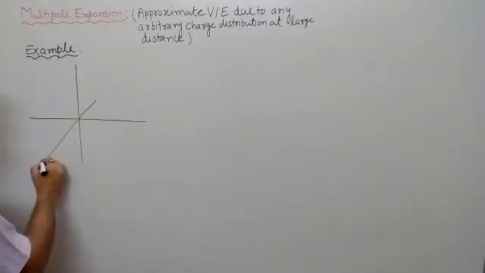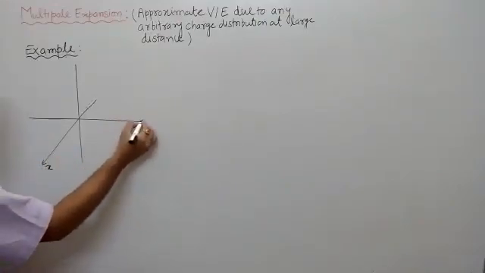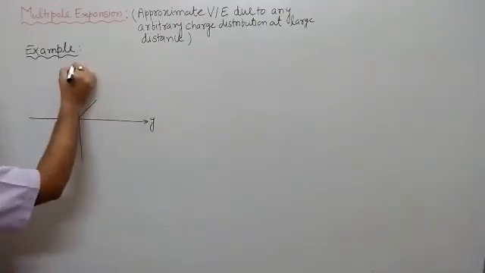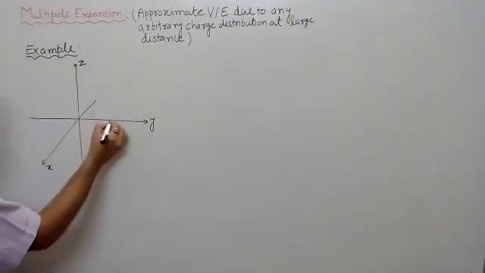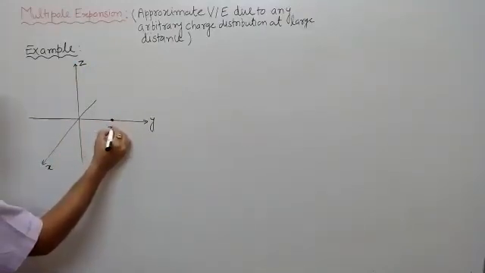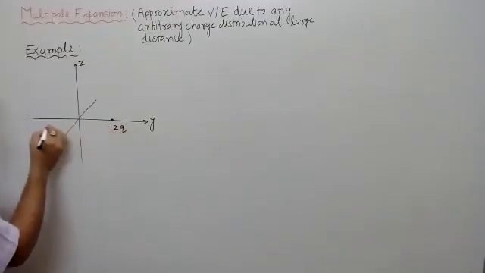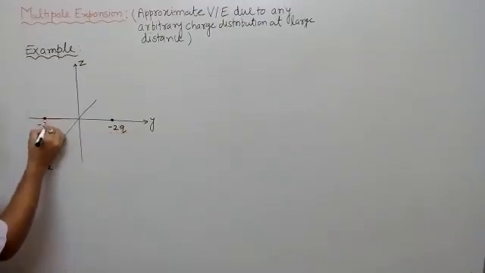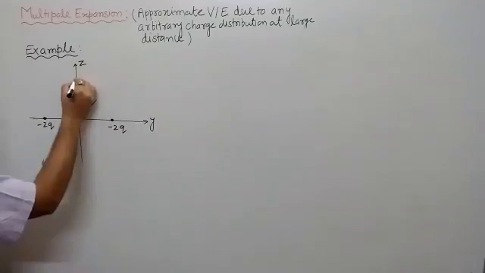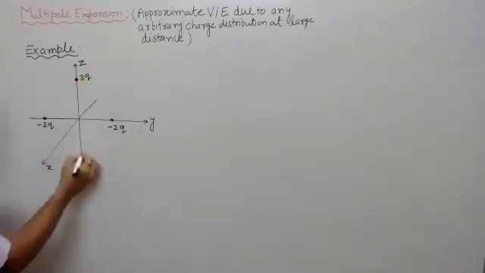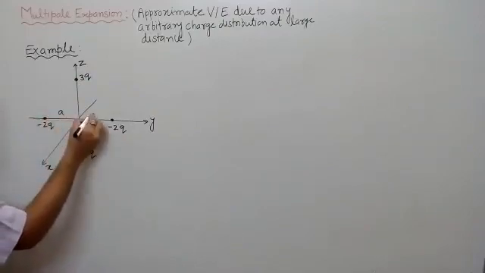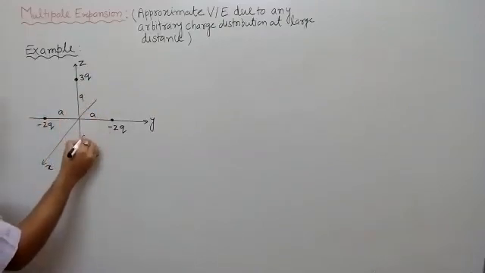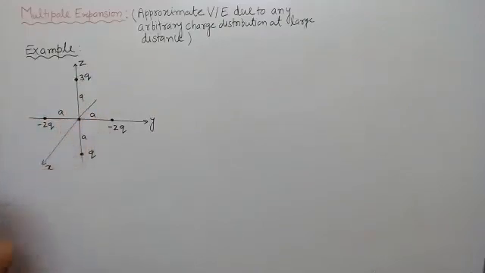Consider this case. This is X, this is Y, and this is Z, and the charges are: this is minus 2Q, this is minus 2Q, you have 3Q, and this is Q. All are at a distance a away, and this is the origin.